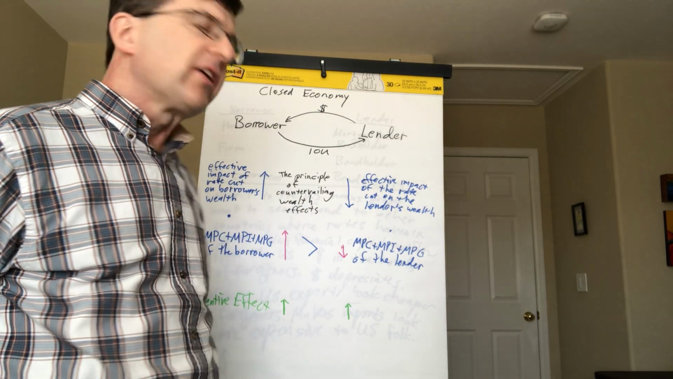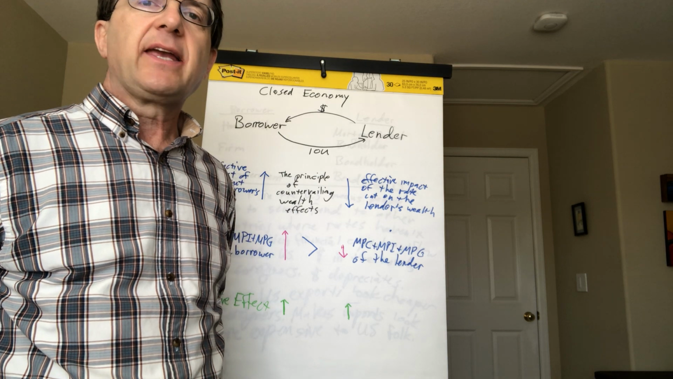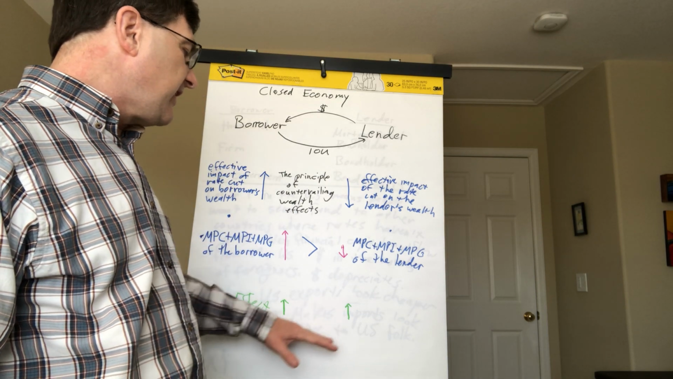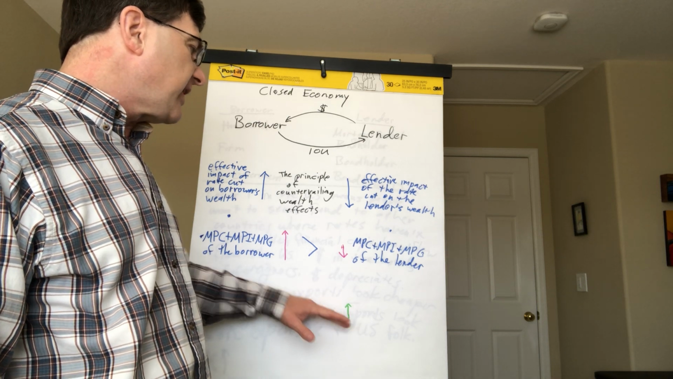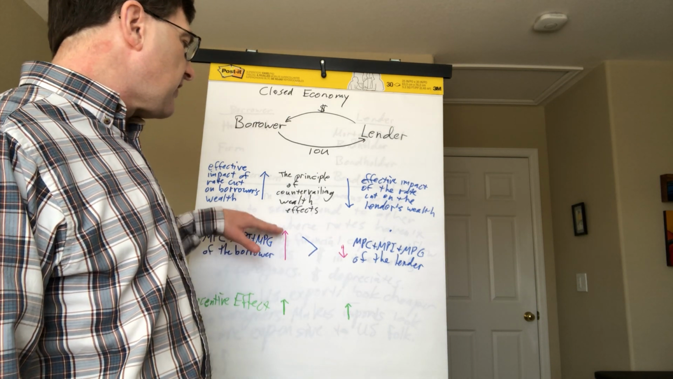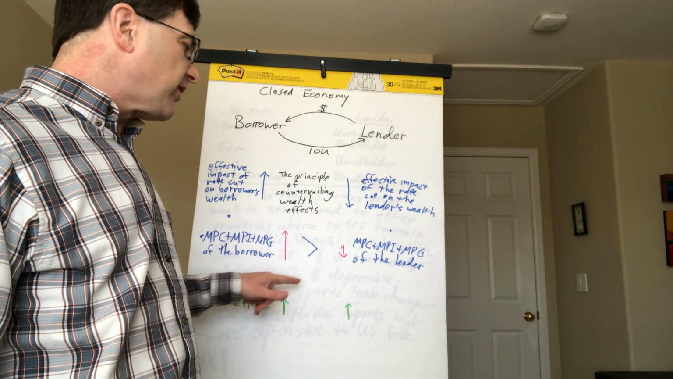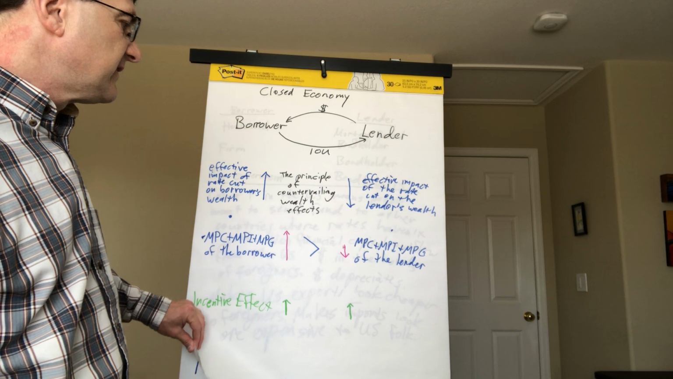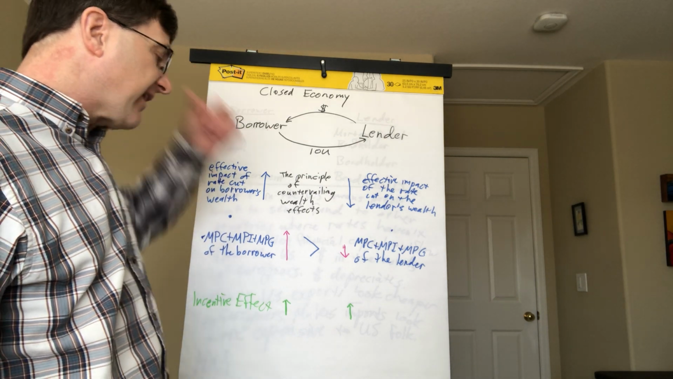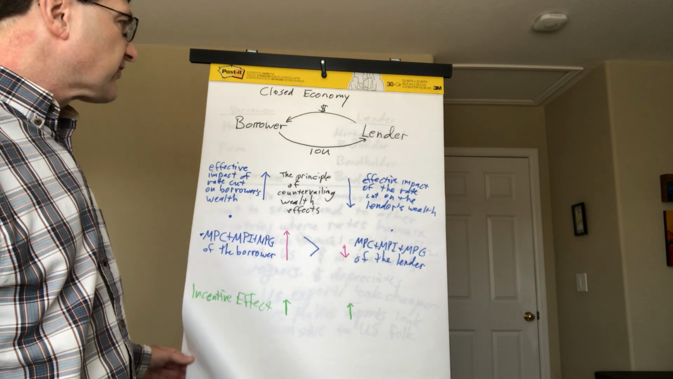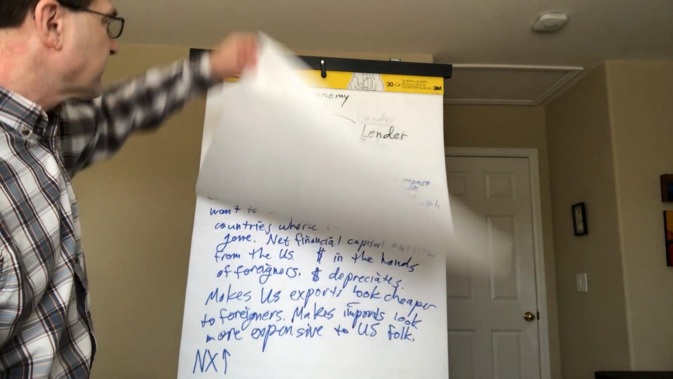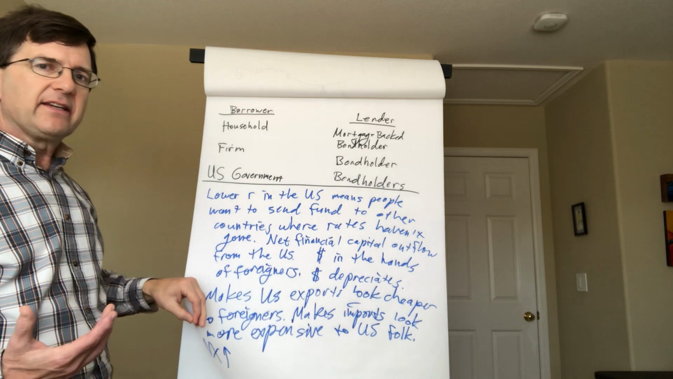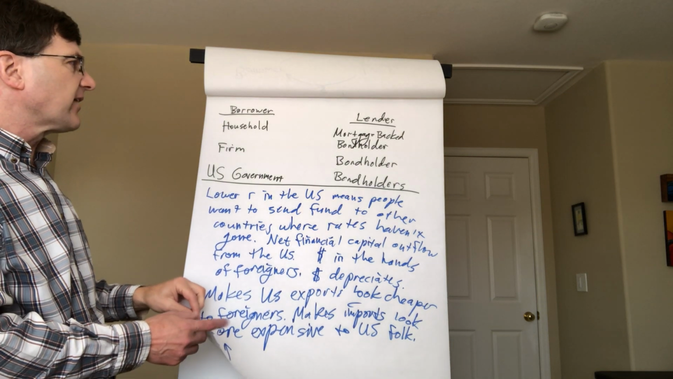Lower interest rates make it in effect cheaper to spend now relative to spending later, and that tends to increase the spending of everybody. But the wealth effects lead to more spending on the part of borrowers, less spending on the part of lenders. Through that effect, the incentive effects go the same way for everybody. So that's going to give us the effect of interest rate cuts on aggregate demand.